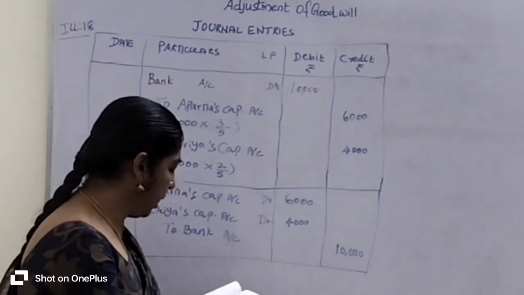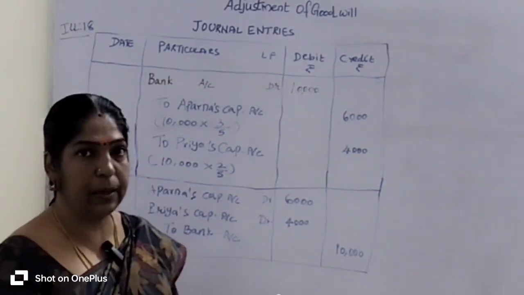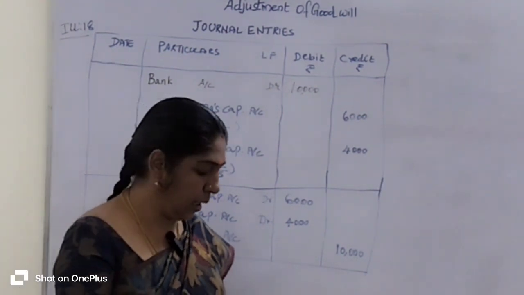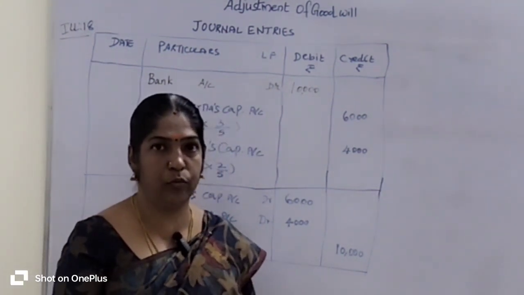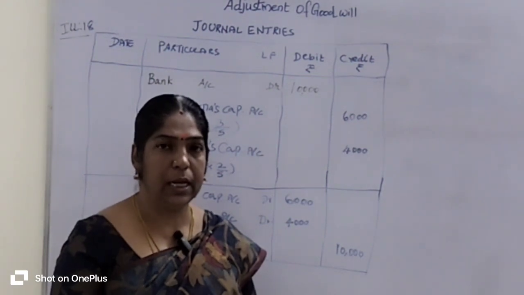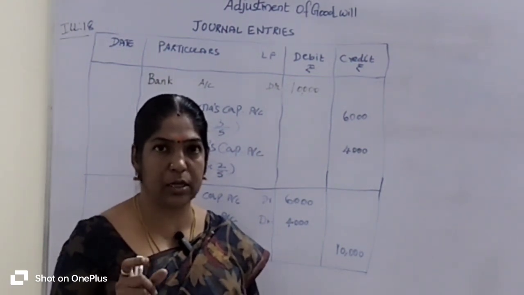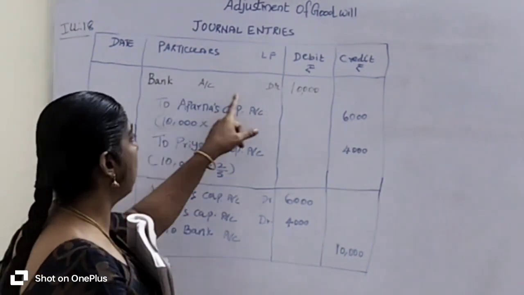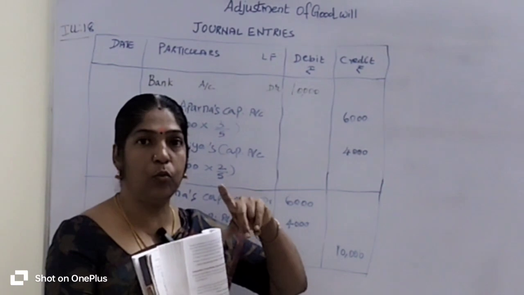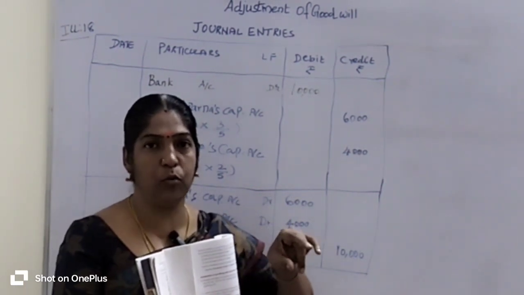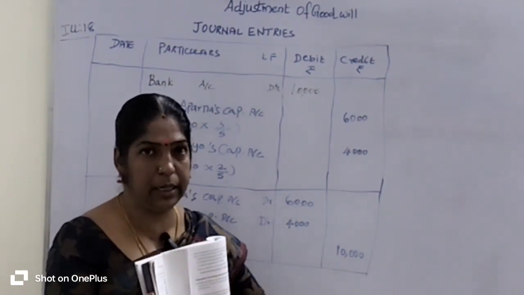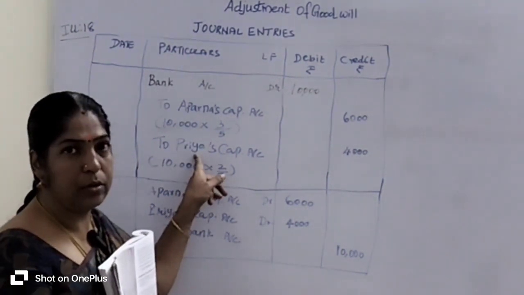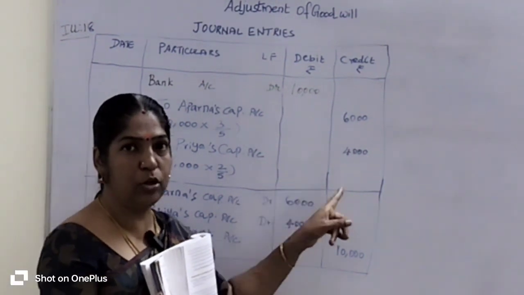Listen. The first journal entry: Brinda is a new partner who brings cash of 10,000 rupees as goodwill. What is the format for the journal entry? Cash comes into the business, so cash account is the receiver. So debit the receiver. So cash account or bank account debit 10,000 rupees to respective old partners' capital account. So respective old partners' capital account is to be credited. Who are the respective old partners? Aparna and Priya. So Aparna and Priya's capital account is to be credited.